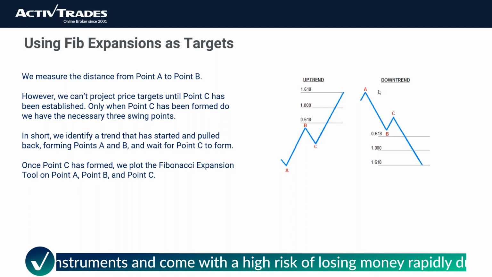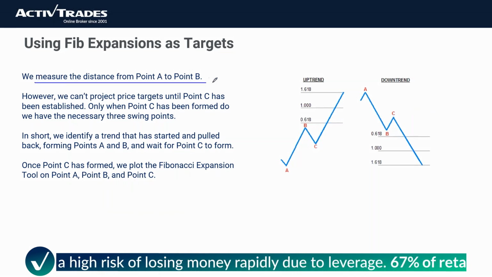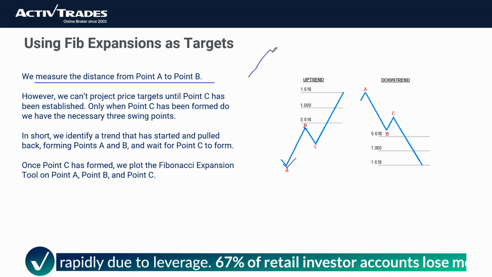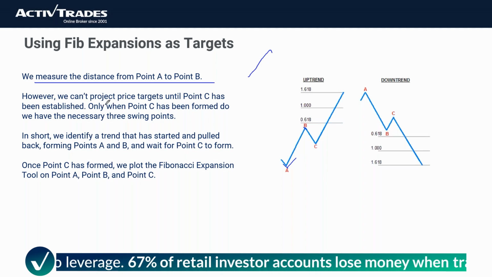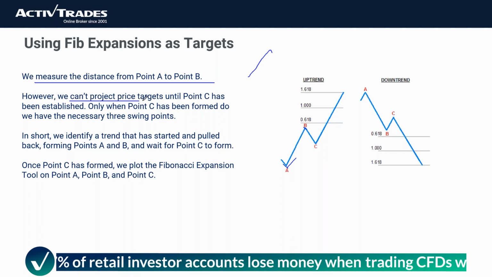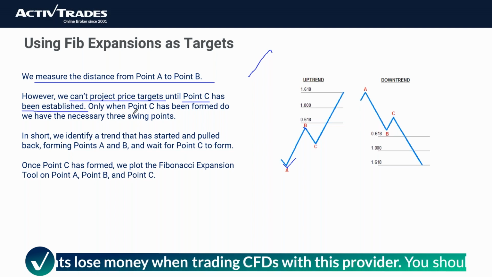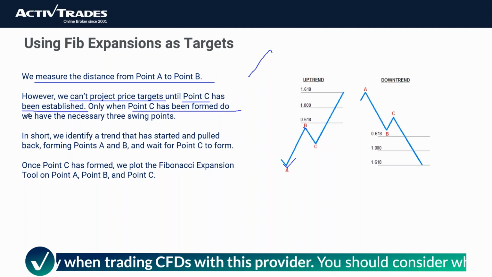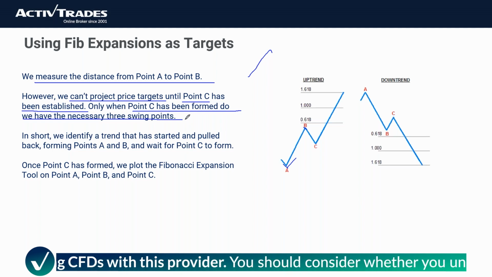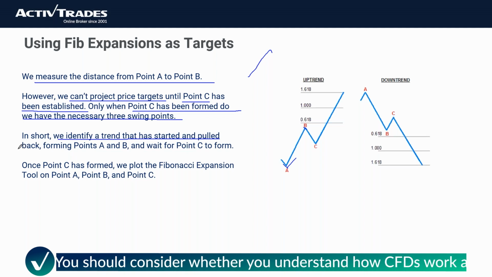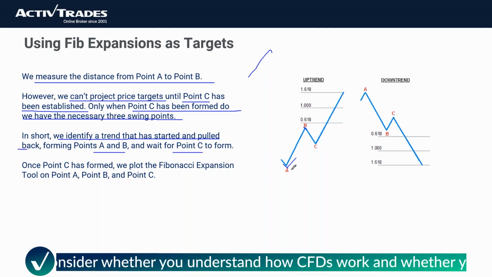So to explain that in a little bit more detail, what we can see here is we measure the distance from point A to point B. That's from here, our swing low, to our swing high in an uptrend. However, we can't really project price targets until point C has been established. Point C is when the fib retracement has been formed. Do we have all the necessary 3 swing points? So, in short, we identify that a trend has started and pulled back, forming points A and B, and we wait for point C to form.